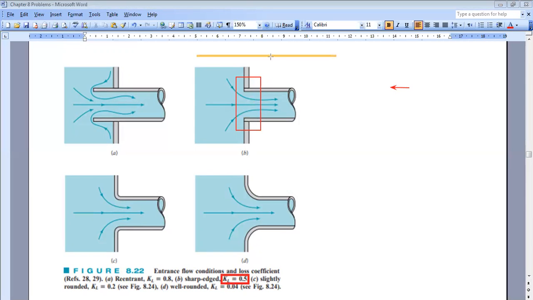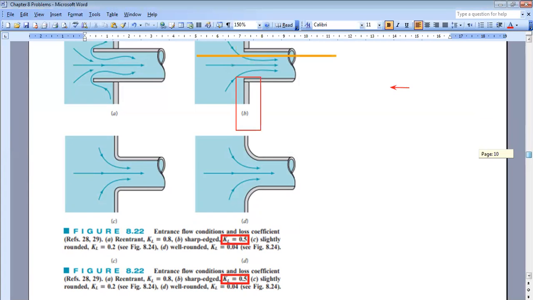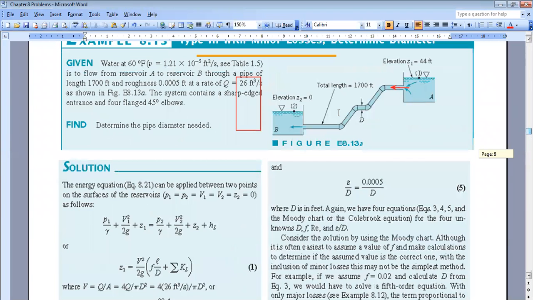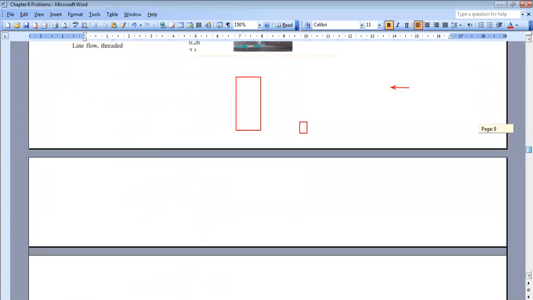I still need the exit K. So I will look at another figure because for the exit, as you can see here, at the exit level, you change suddenly from a small section to a very large one. So it's the opposite case of the inlet. So here, to find the loss coefficient, I should look at another figure representing my configuration. So let us go, for example, here we can see the corresponding figure.